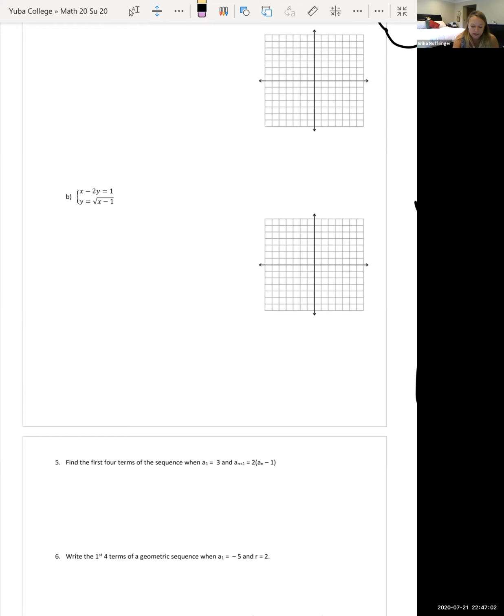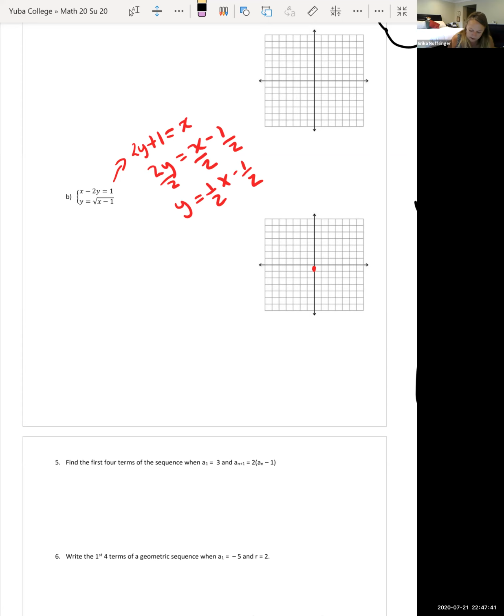We're going to put it in the form y equals mx plus b. So I'm going to add 2y. That gives me 2y plus 1 equals x. Let's subtract 1. We get 2y equals x minus 1. If I divide by 2, I have to divide everything by 2, and so we get y equals 1/2 x minus 1/2. So I know my y-intercept is negative 1/2, and I know my slope is positive 1/2.